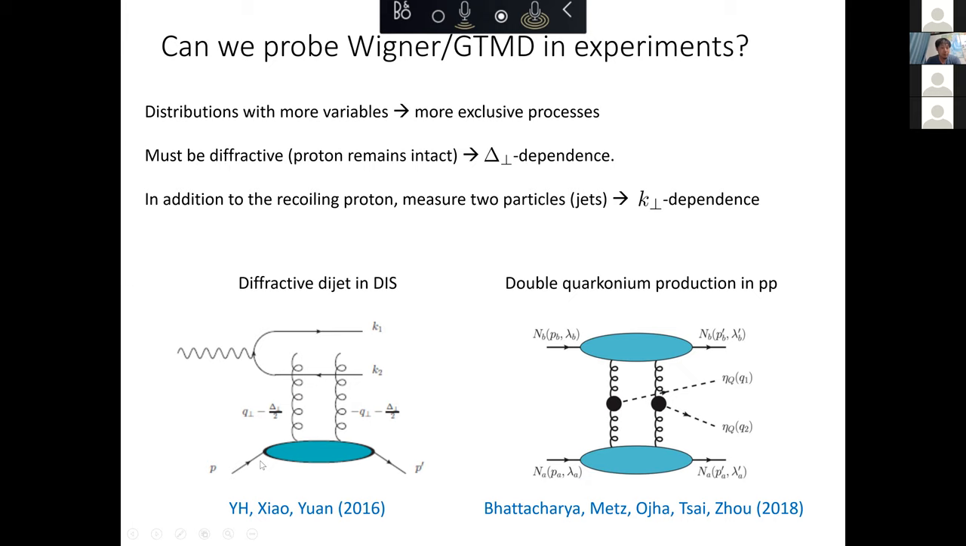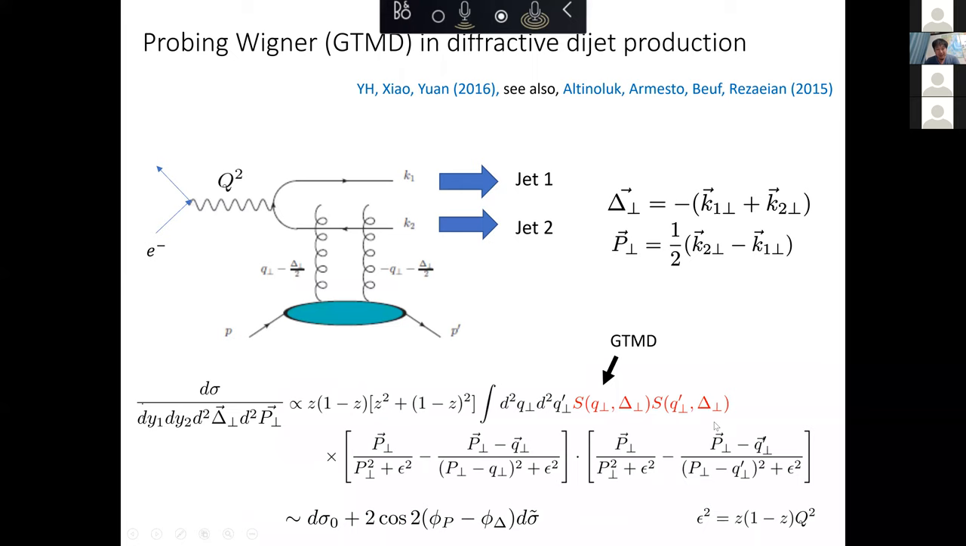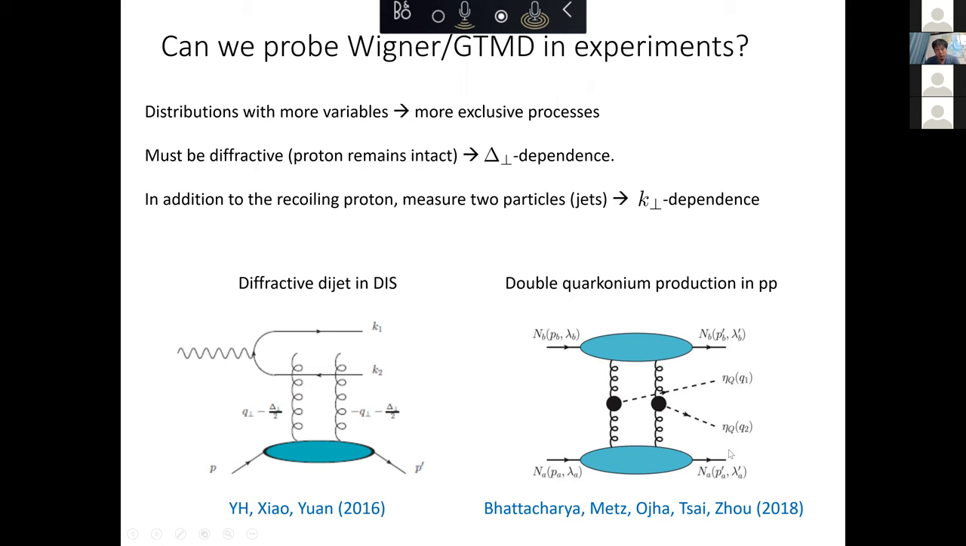On top of that, you have to measure at least two particles or two jets in the final state, and that is because the relative momentum between these two particles is sensitive to the k-perp dependence of the Wigner distribution function. So here's an example, dijet production in DIS, which we can study at the EIC, or you can also do this in pp collisions where you produce double quarkonium. That's a very difficult process, but nevertheless the point is that you have to detect two particles in the final state, and it's a very exclusive process.